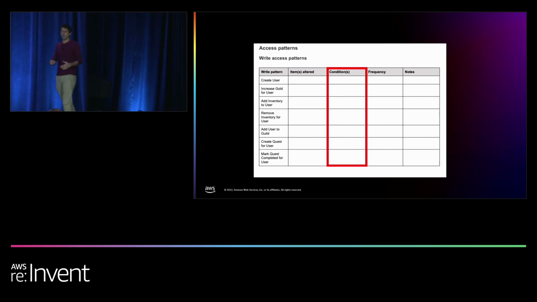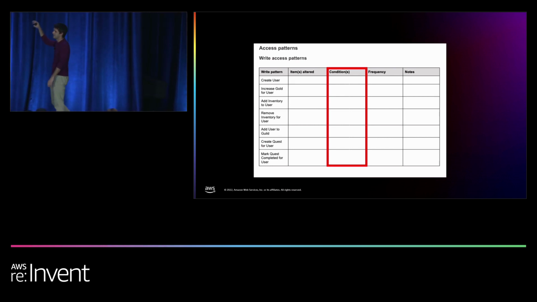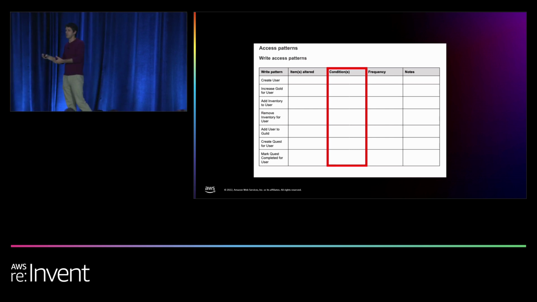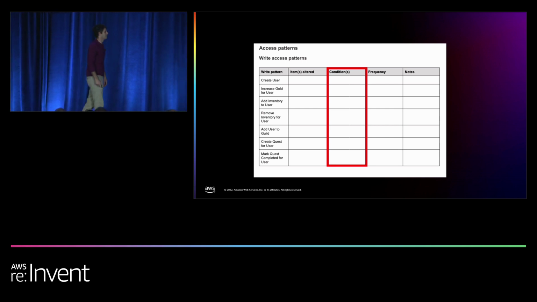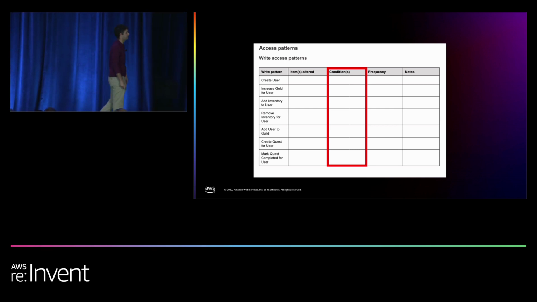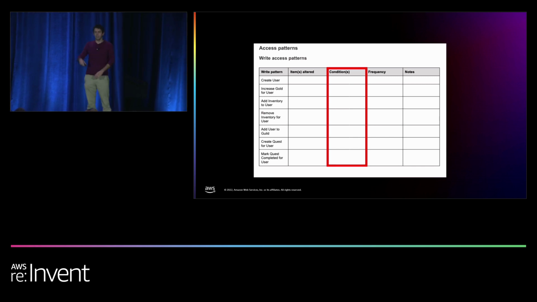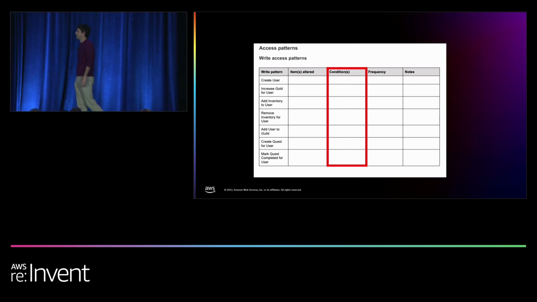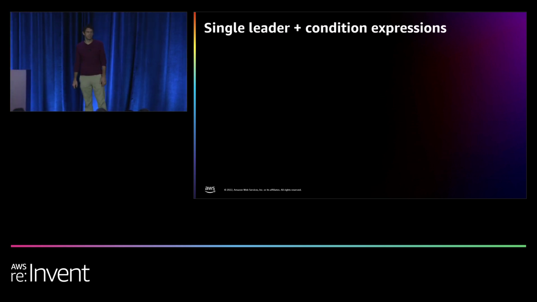I always say when you're doing write access patterns, make sure you have a column that says conditions, because there are certainly conditions that you want to maintain in your access patterns, right? You don't want to have multiple users with the same username, right? You don't want to add a user to a guild if they're already in a different guild or something like that. So condition expressions are super useful, right?